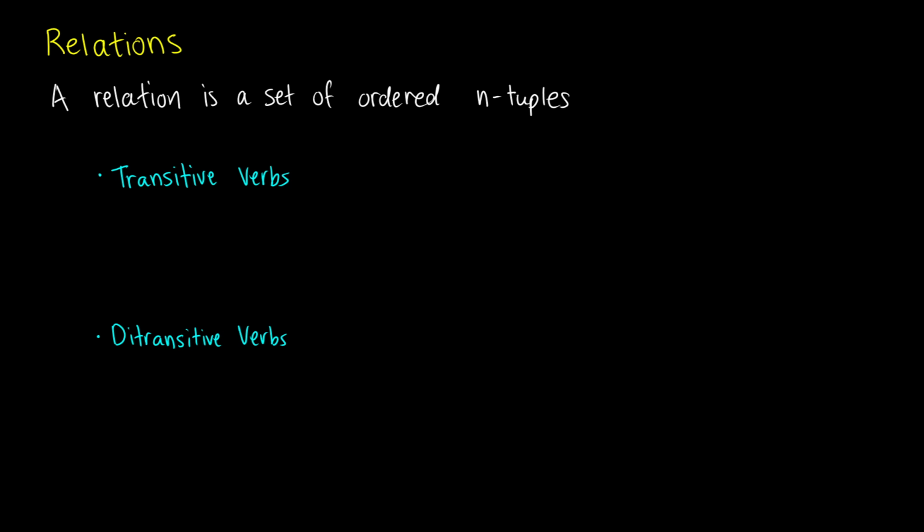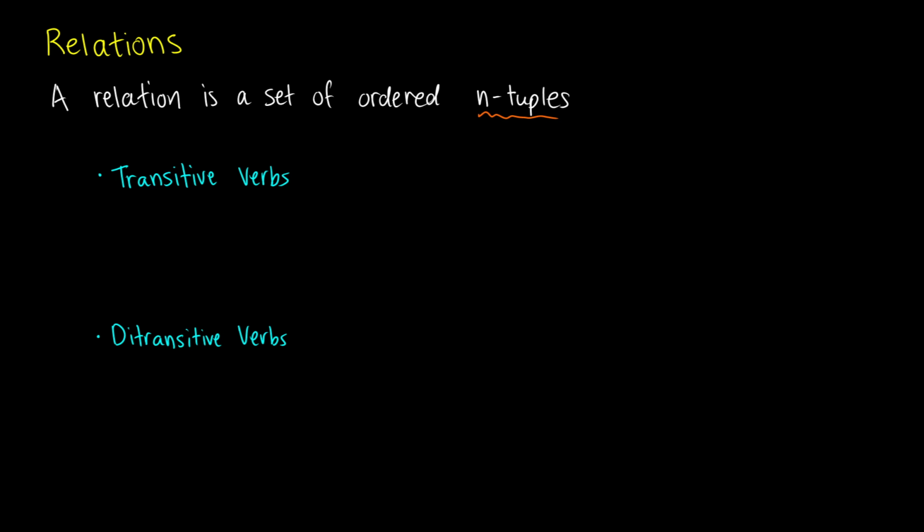Right. This is a dirty introduction to relations and functions for linguists. So we'll start with relations, then we'll talk about functions. A relation is a set of ordered n-tuples. And you might ask, what is an n-tuple? Let's talk about that in a way that's a little bit more casual.